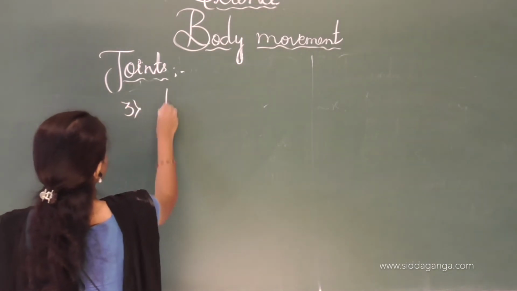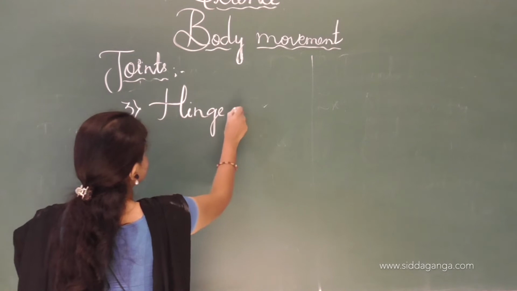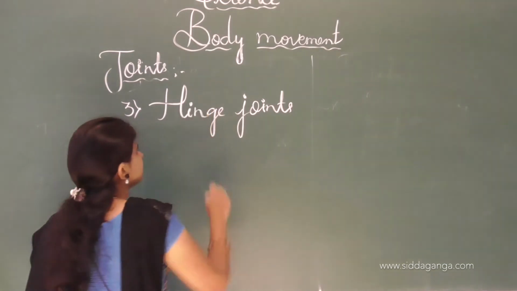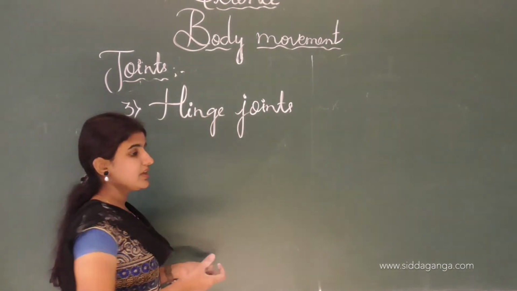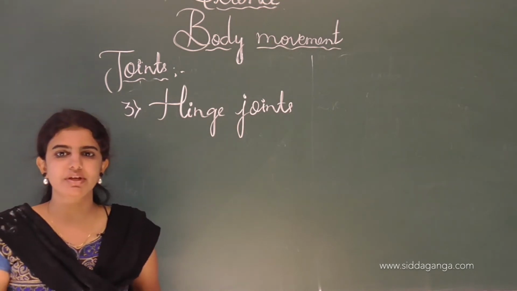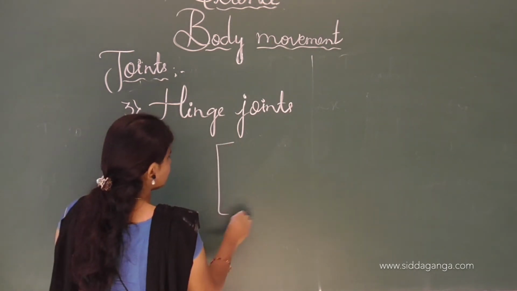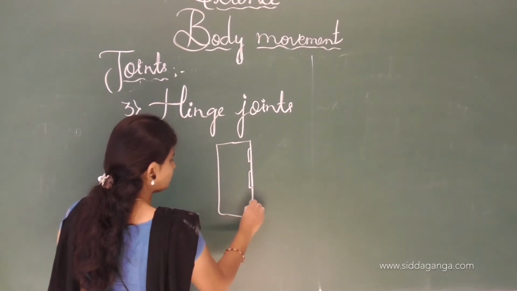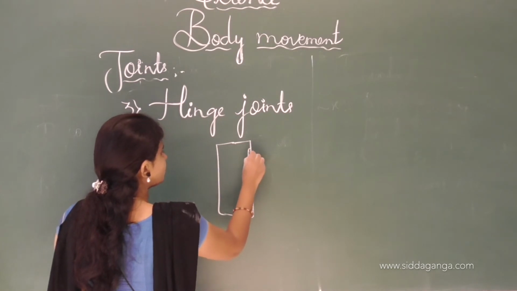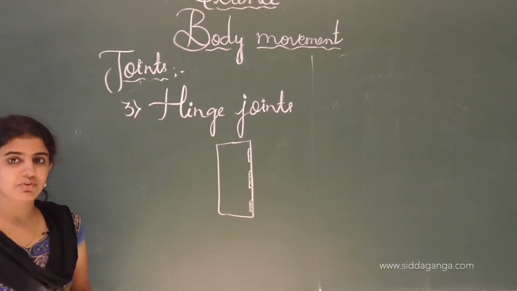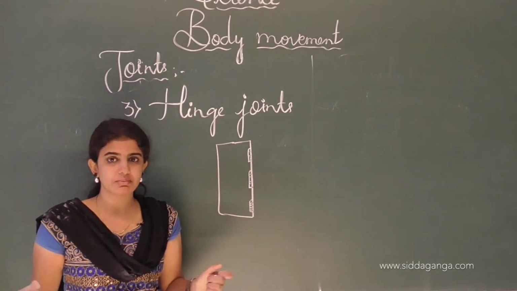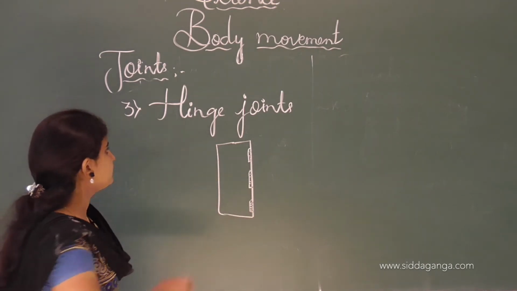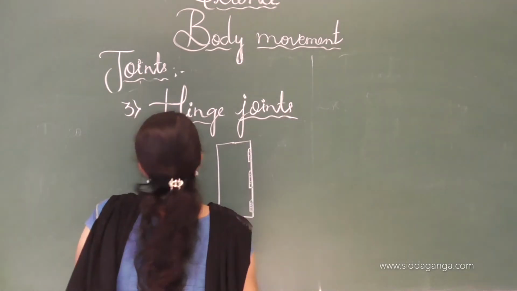Next, third one, the hinge joints. See, these type of joints make the hinges of the door. There is a partition there. Consider, for example, here is a door. At each door there is a partition, so that it allows only forward as well as backward movement. Opening and closing movement takes place in the door, and not in a sideways direction. See, these type of joints are called hinge joints.